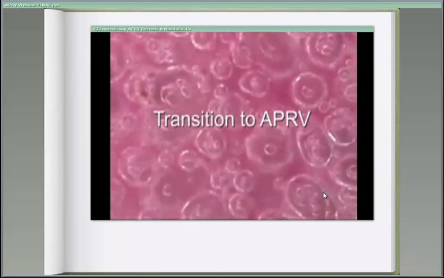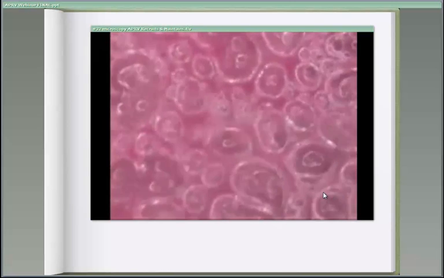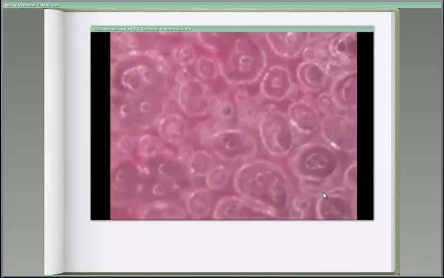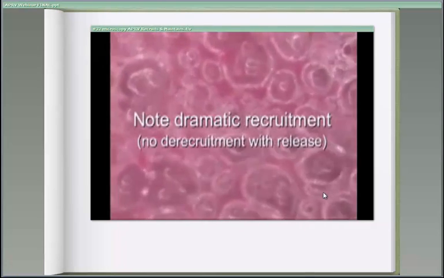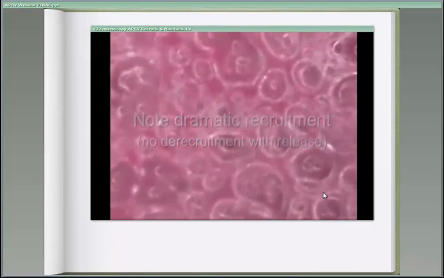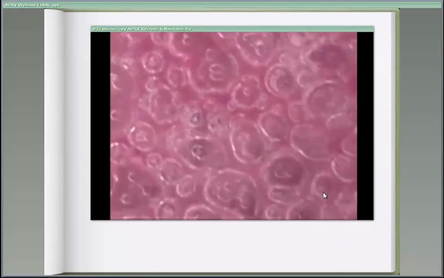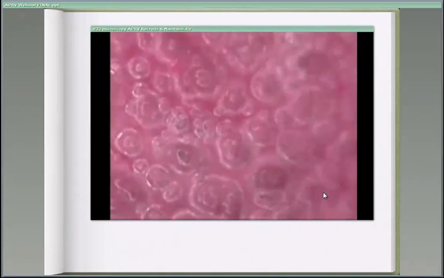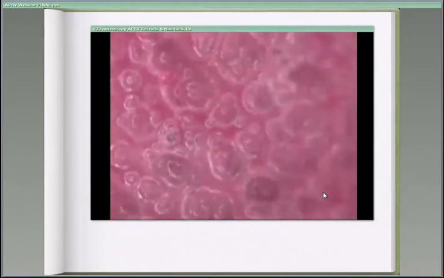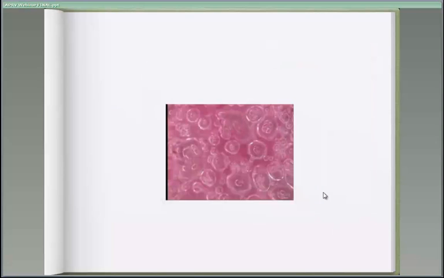But we're going to switch over to APRV, and I just want to show you what happens at the alveolar level. And you can see recruitment and hopefully stability. You'll see once the lung is recruited, it doesn't tend to move very much. Again, if we decrease amplitude, there may be a potential benefit of that.